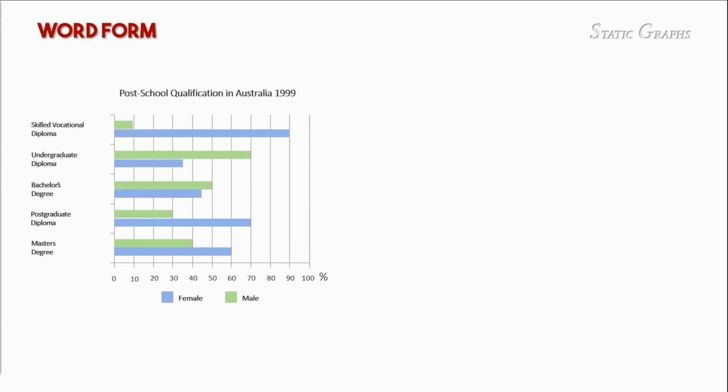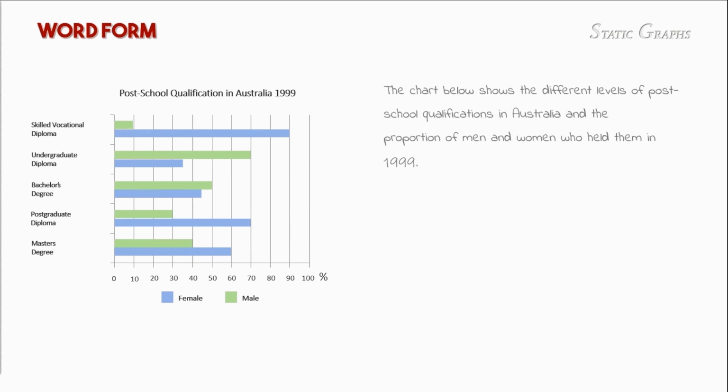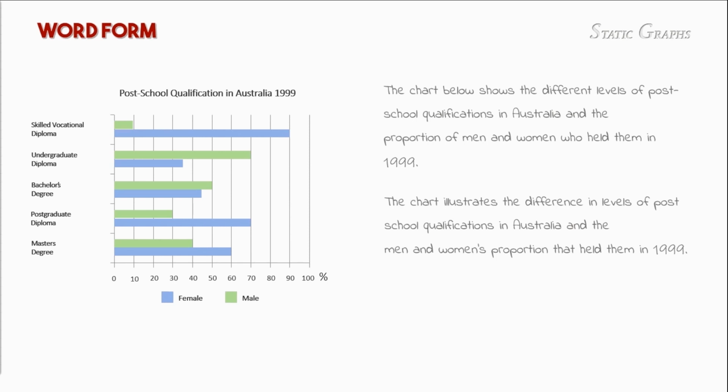Let's go over an example with the use of changing the word form. The chart below shows the different levels of post-school qualifications in Australia and the proportion of men and women who held them in 1999. The chart illustrates the difference in levels of post-school qualifications in Australia and the men and women's proportion that held them in 1999. Notice that in the second sentence, the adjective different is changed to its noun form difference.